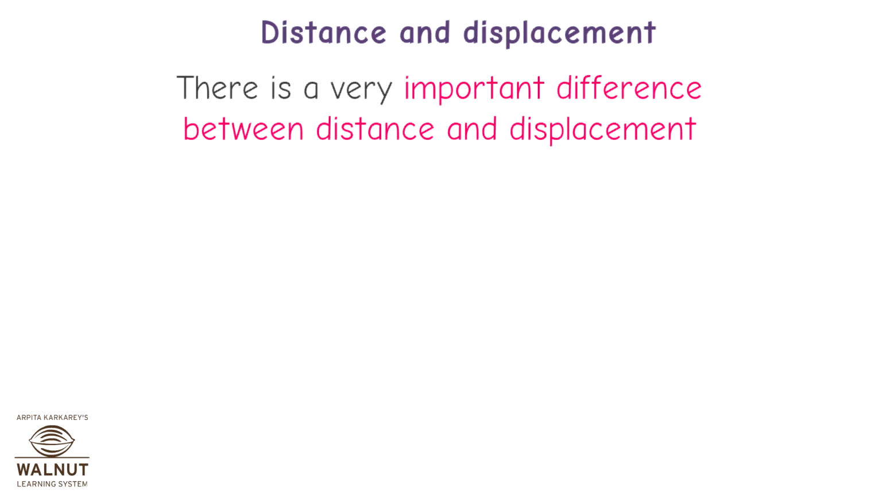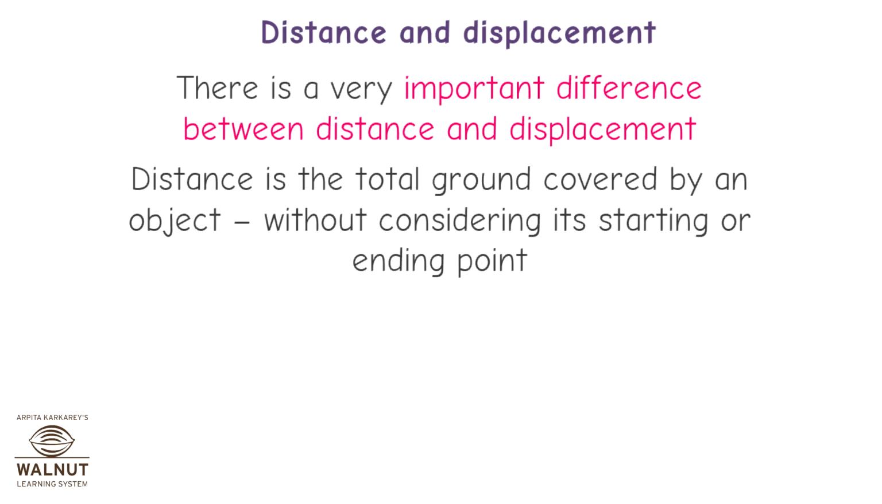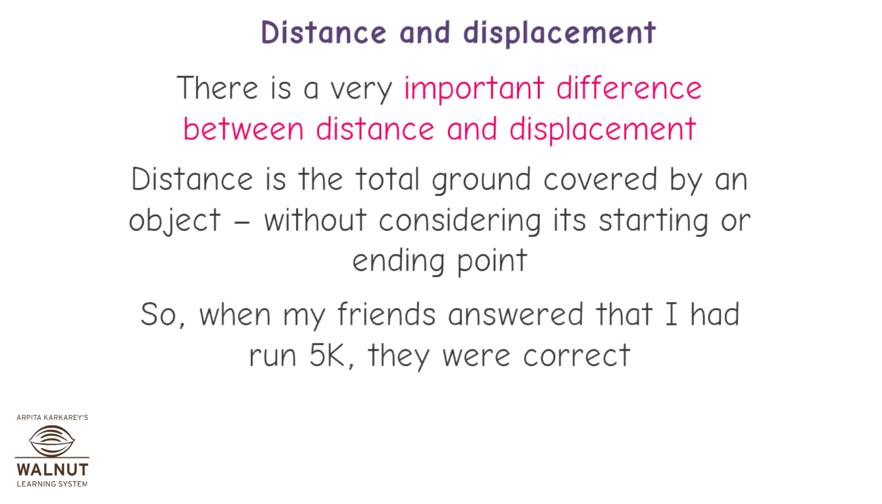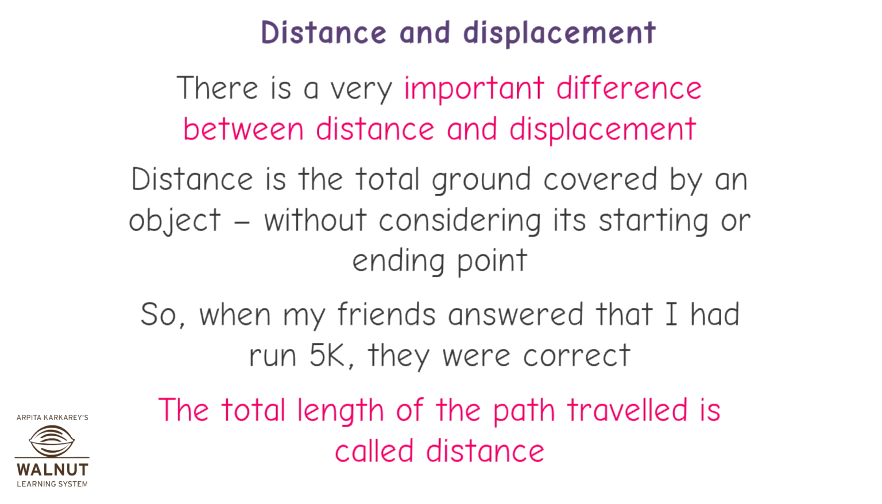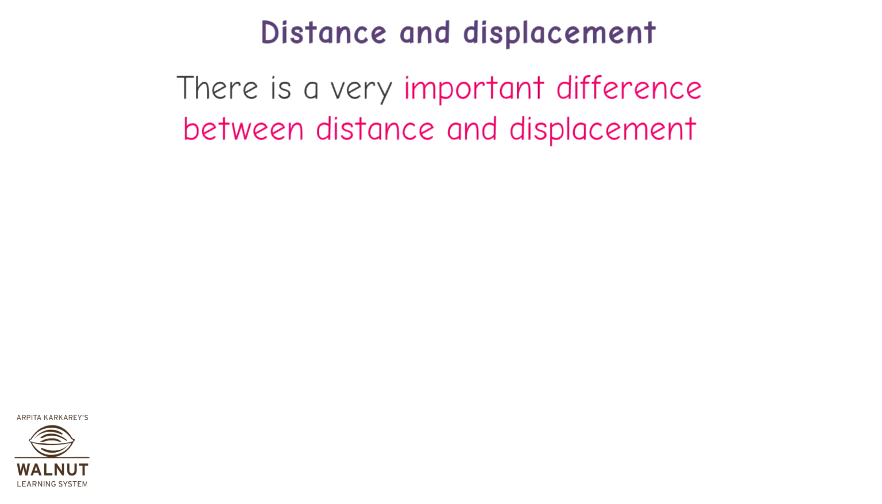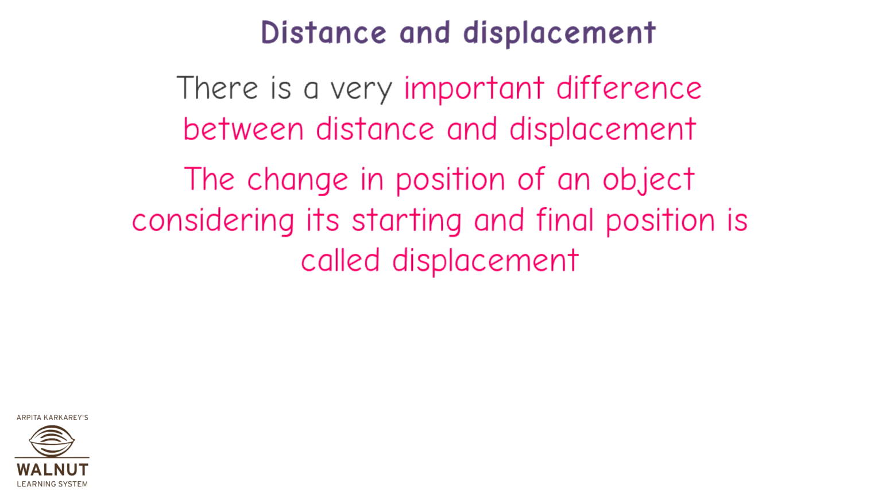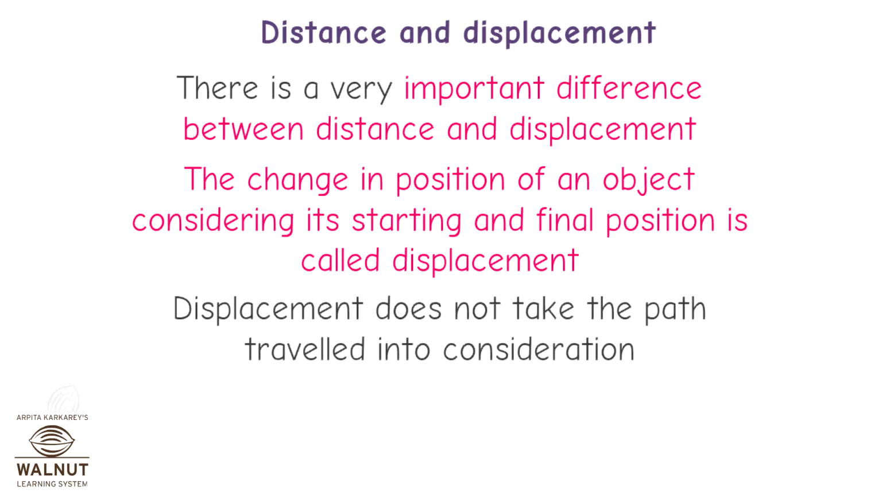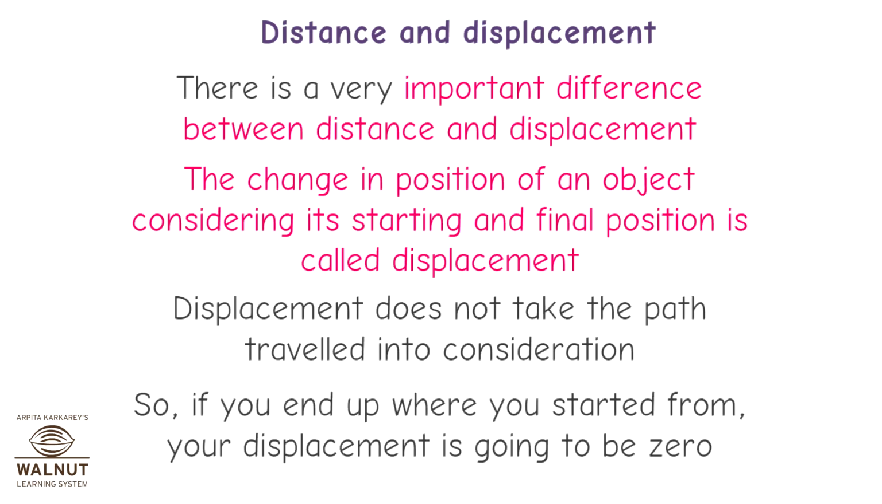There is a very important difference between distance and displacement. Distance is the total ground covered by an object without considering its starting or ending point. So, when my friends answered that I had run 5K, they were correct. The total length of the path travelled is called distance. The change in position of an object, considering its starting and final position, is called displacement. Displacement does not take the path travelled into consideration. So, if you end up where you started from, your displacement is going to be 0.